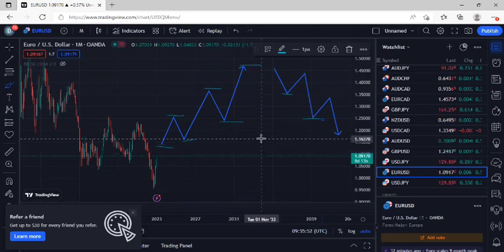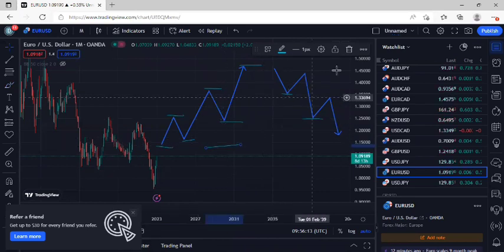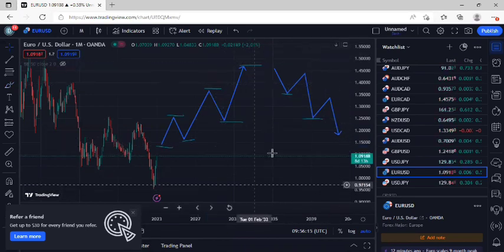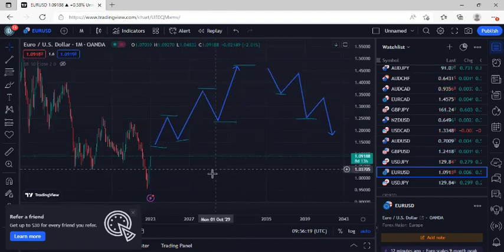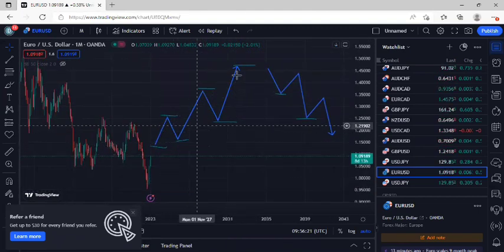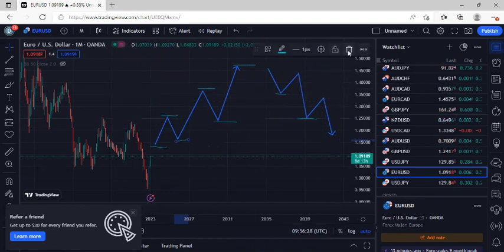Now, how do you use market structure to know whether there will be trend continuation or a reversal? How do you use market structure to determine that? Now, if you look at my uptrend, let me delete all this.